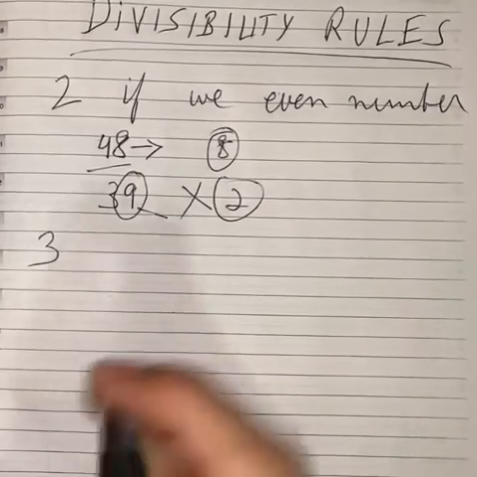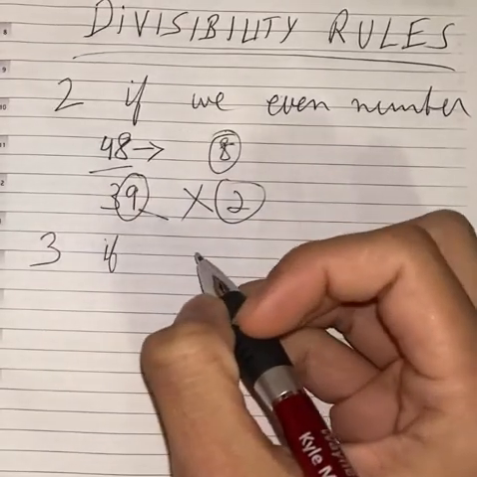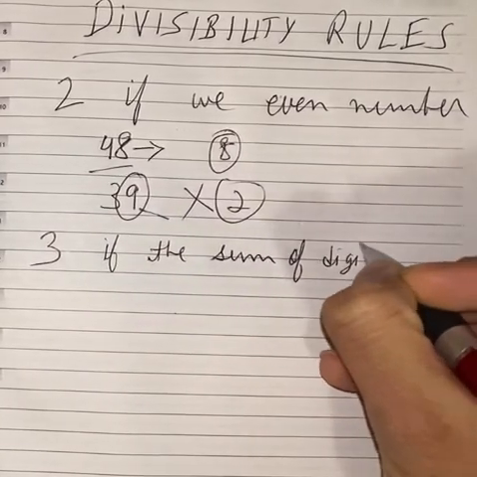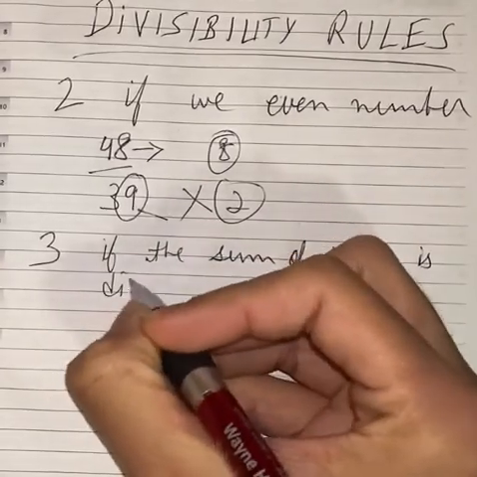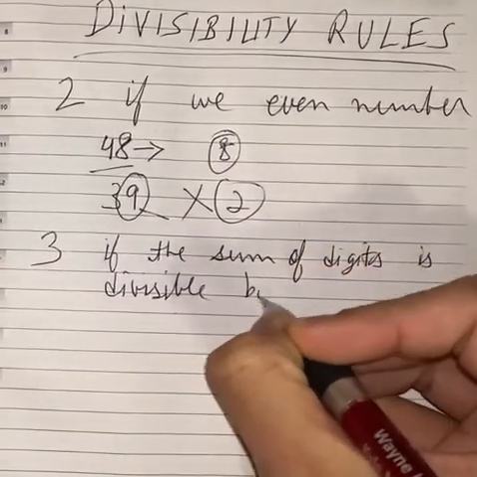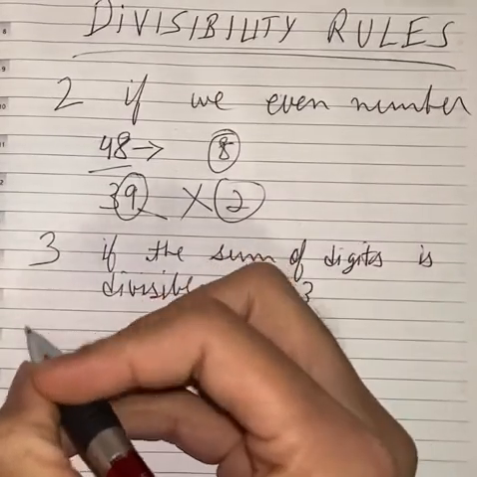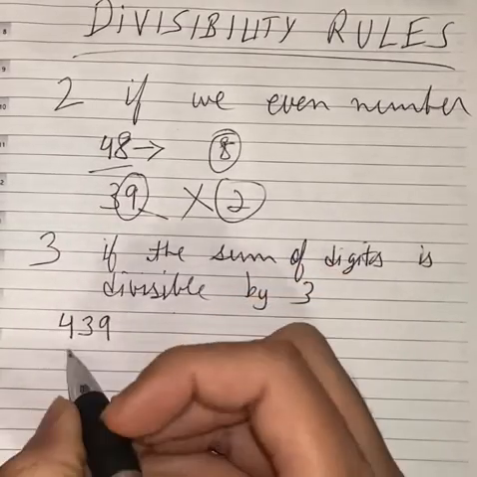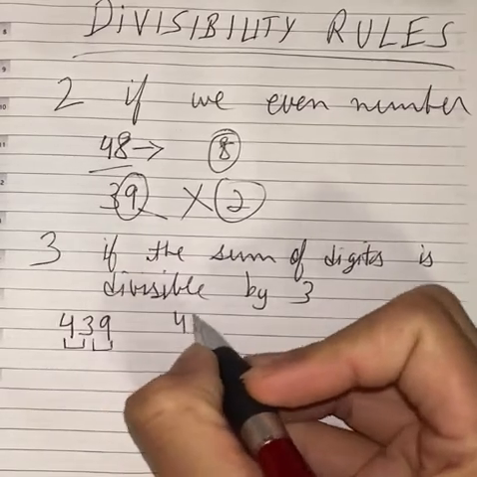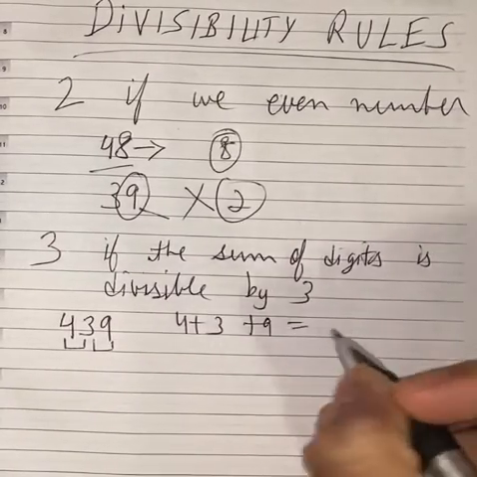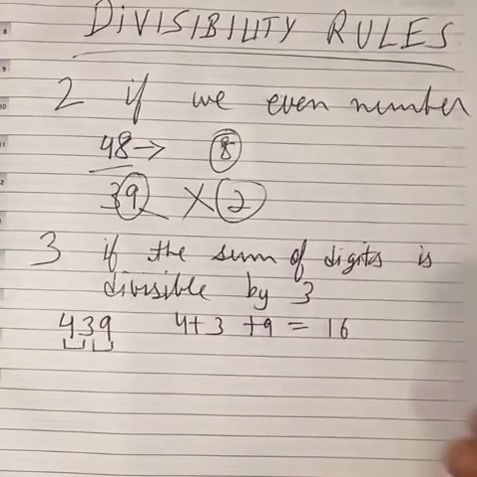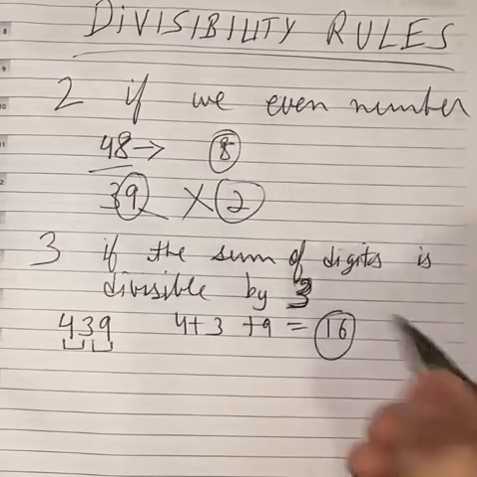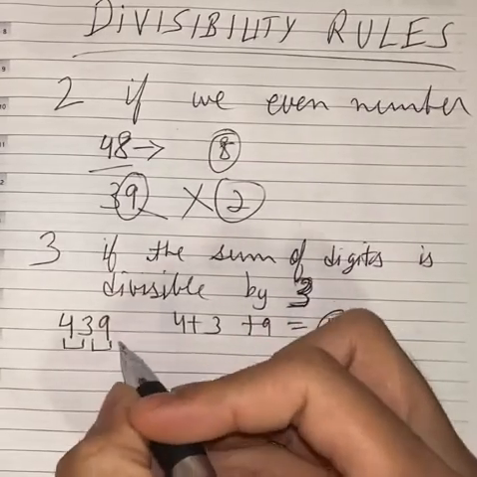So for 3, if the sum of the digits is divisible by 3. Take an example, 439. So we add these numbers: 4 plus 3 plus 9. So this is 7 plus 9, 16. 16 is not divisible by 3, so this number can't be divisible by 3.